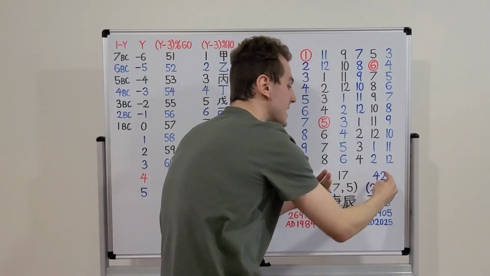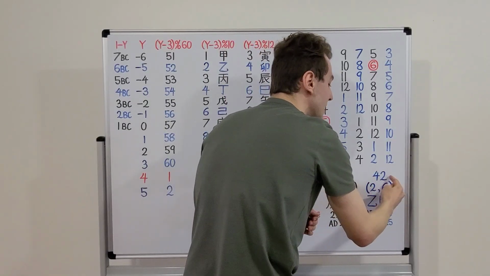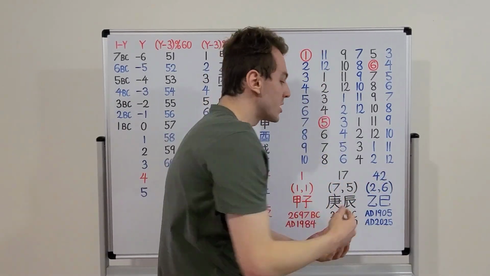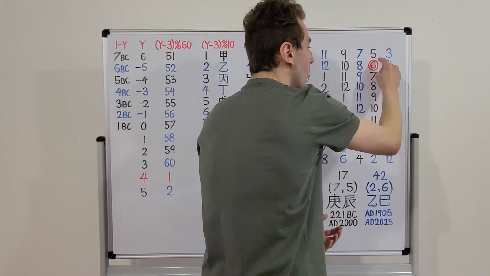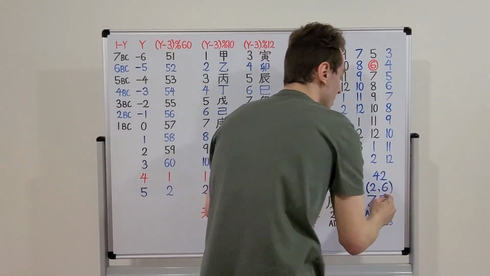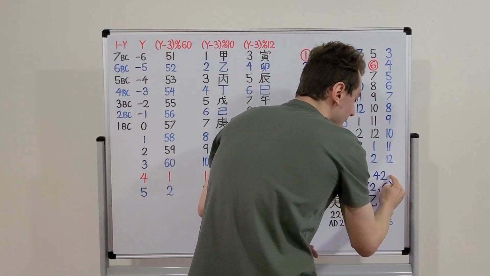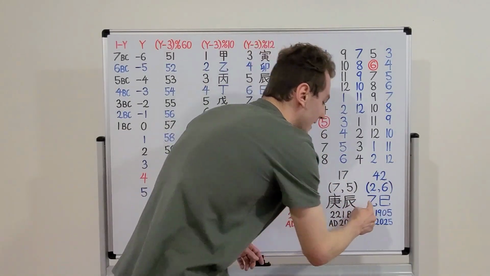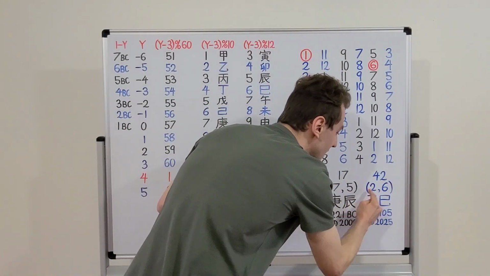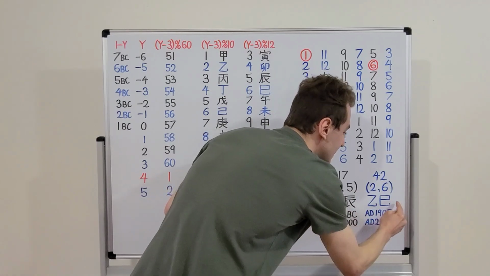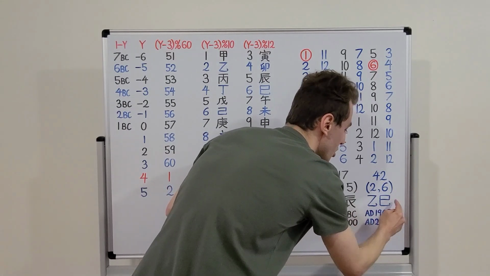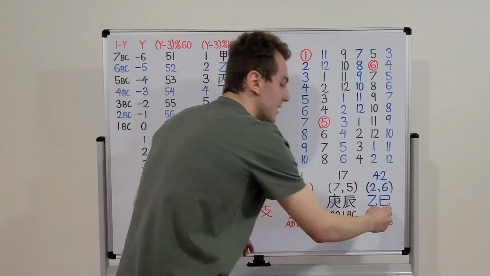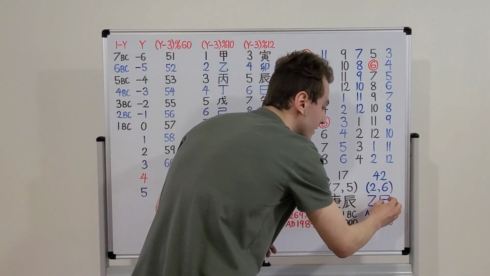So if we apply the mod 10 operation, we get 2. And we also, if we apply the mod 12 operation, we get 6. So that's why we have 2, 6. So the year 42 in this 60-year cycle gets mapped to 2, 6. And that is the second heavenly stem and the 6th earthly branch. And this tells us that we're dealing with the year of the snake.